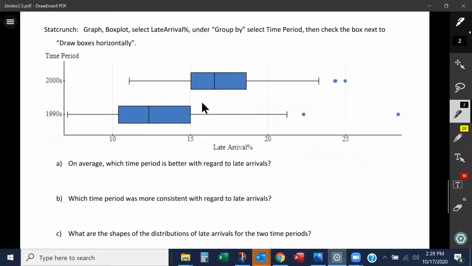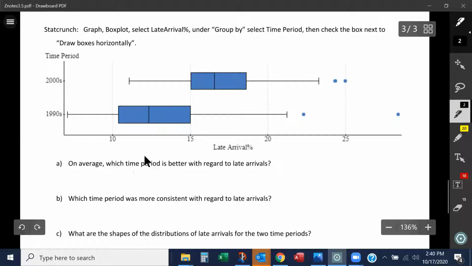When we're saying what's happening on average, the measure of center that we have for the box plots is the median. The mean is also an average, but for box plots, on average, we use the median. So this middle line in the box, that's what we use to compare things on average. So the first question says, which time period is better with regard to late arrivals on average?